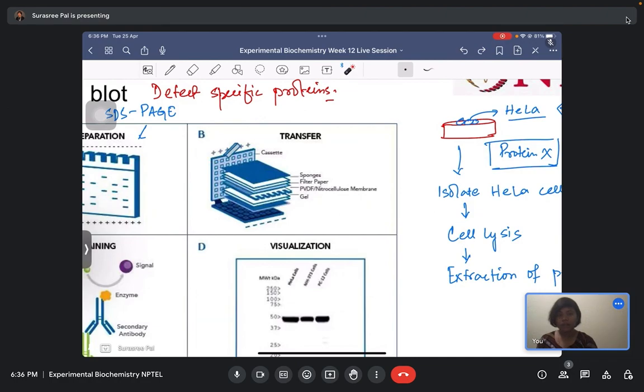Now here we do not use capillary transfer. Capillary transfer actually takes a lot of time. So what we use is electrotransfer. We use electric current to allow the transfer of the proteins from the gel to the membrane, right? How we transfer these proteins from the gel to the membrane, we will see later on. But this is the transfer process where the proteins are transferred from the gel to the PVDF membrane.